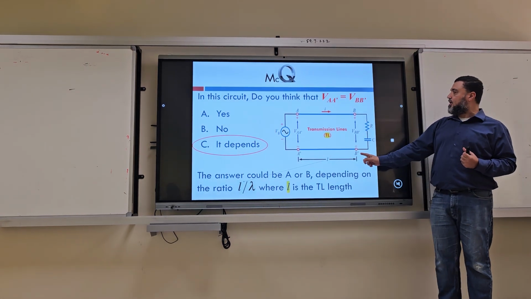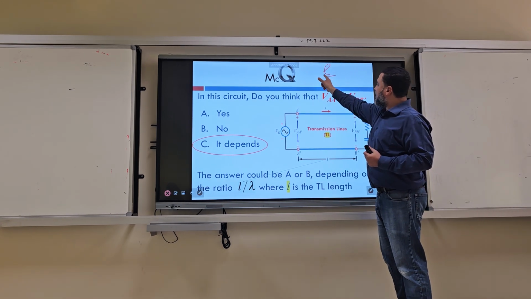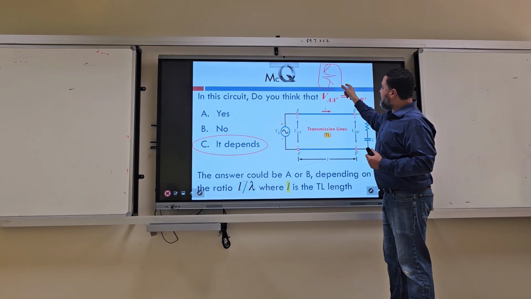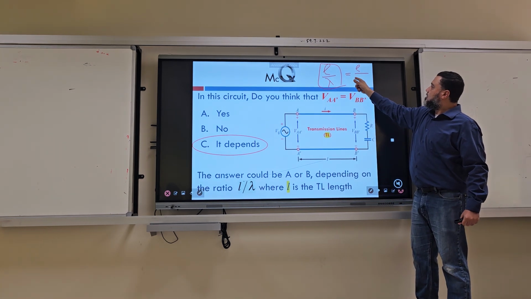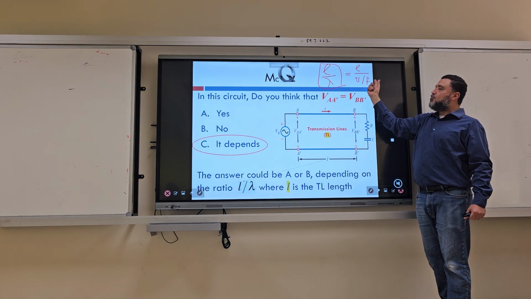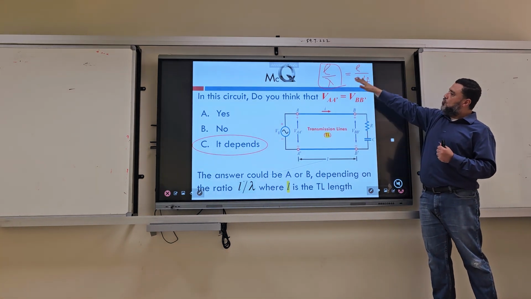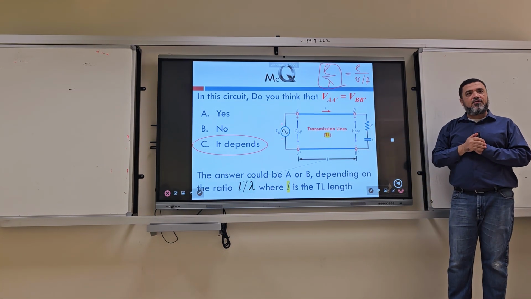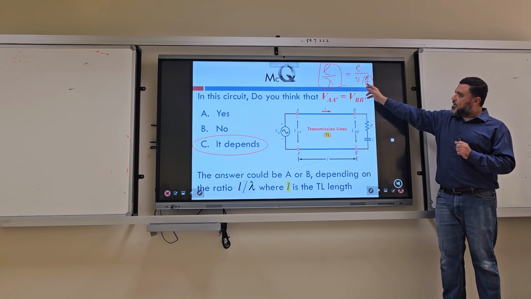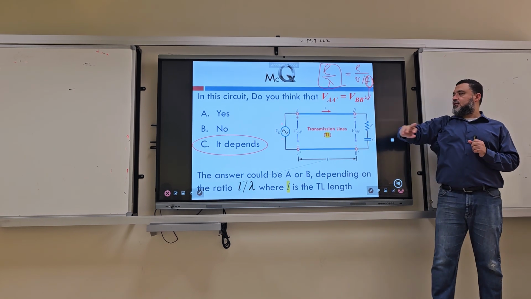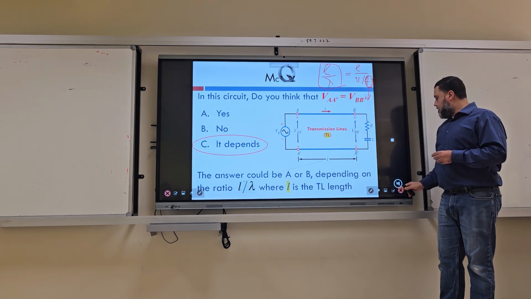L is the length of the transmission line. So it is based on the ratio L over lambda. What is lambda in terms of frequency? Lambda is V over F, the wave velocity over frequency, right? So it is based on the ratio L over lambda, or L over V over F. At the end of the day, it's more focused on the frequency. The frequency of the signal will tell us if these two are equal or not.